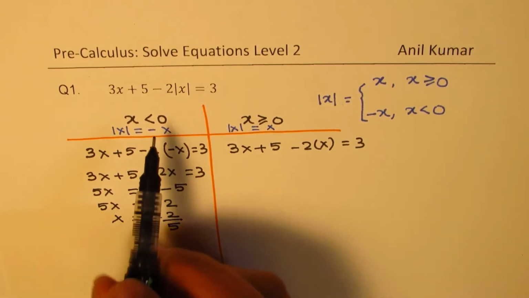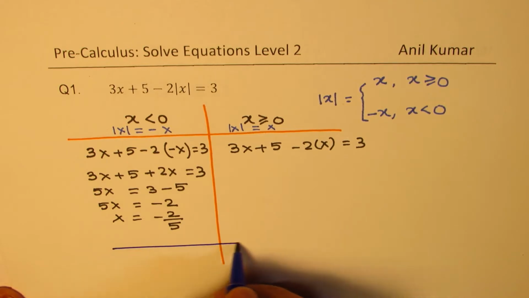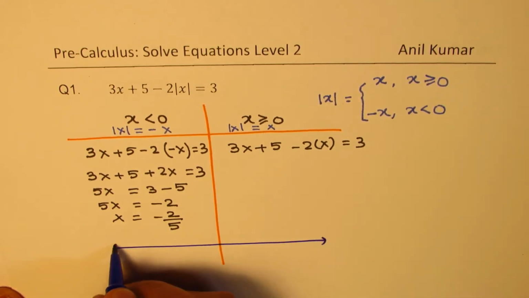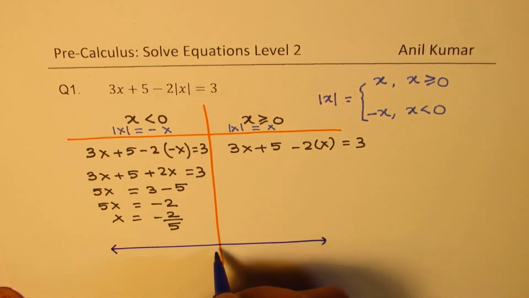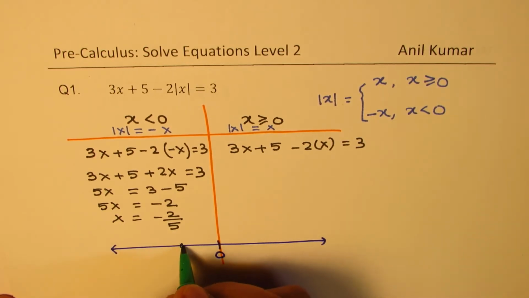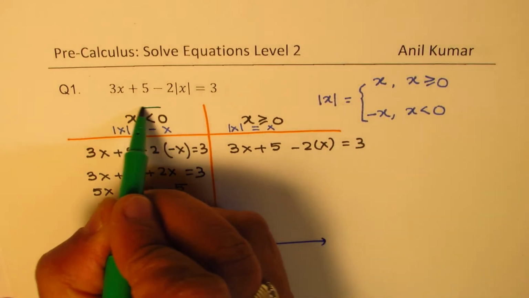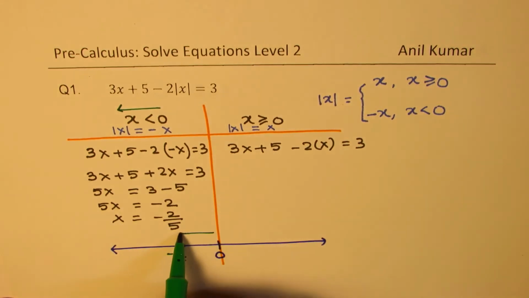Now minus 2 over 5 is in this interval, right? So we're talking about, let us say, a number line, right? So we are talking about a number line where we are interested in values on either side of 0. So here we get a value which is minus 2 over 5. So that becomes a solution for us, right? So that is indeed a solution, since it is on the left side of 0, correct? So that is a valid solution.